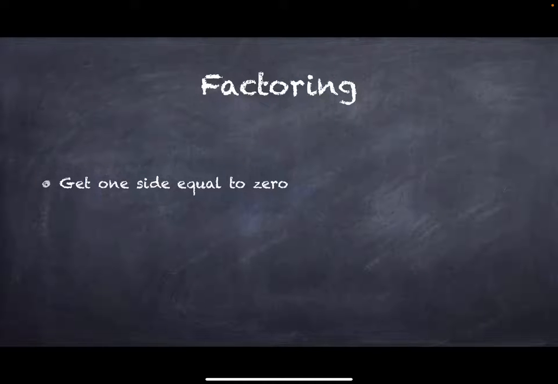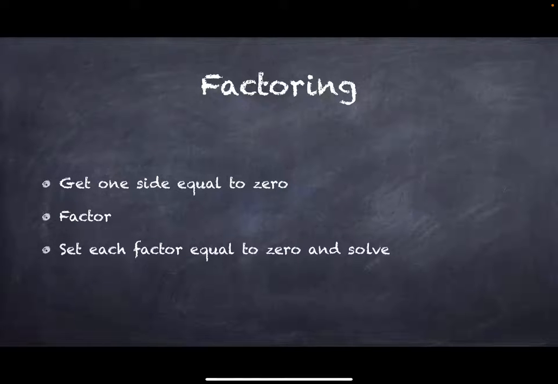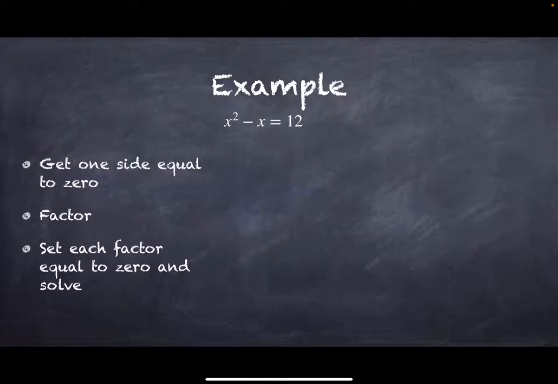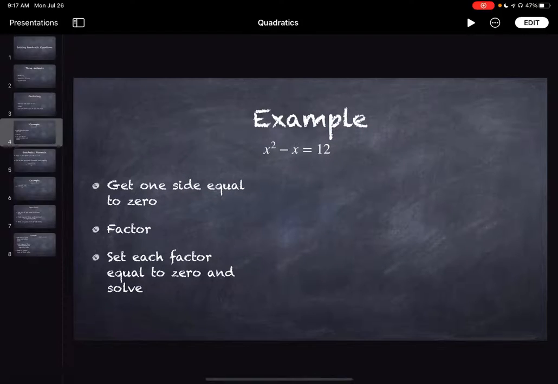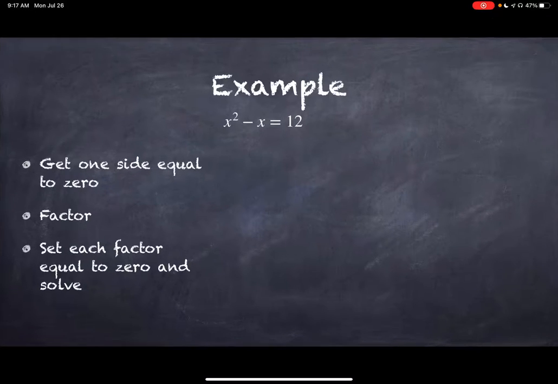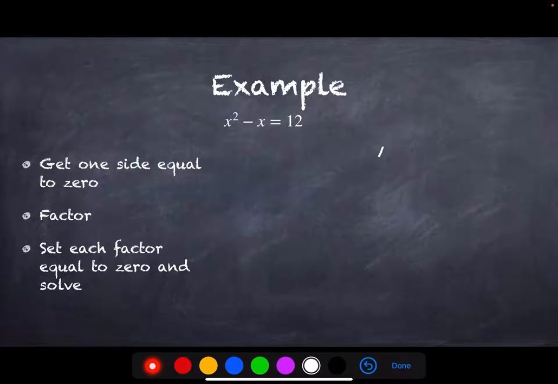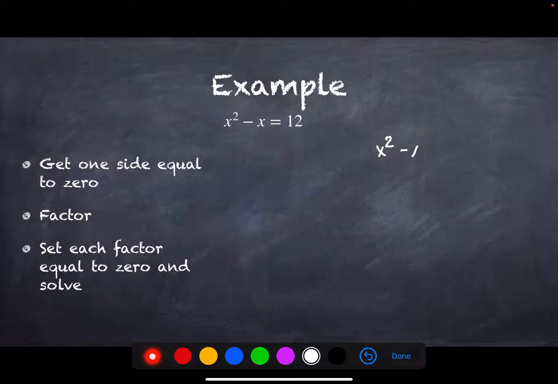Main idea: get one side equal to 0, factor, and then set each factor equal to 0 and solve. Now you probably remember from Algebra 2 that there are many different ways to factor. For right now, we're just going to stick with the most basic. So here's an example. Let's say we have x squared minus x equals 12. First thing we'll do is get one side equal to 0. So let's subtract 12 from each side. So let's see, x squared minus x minus 12 equals 0.